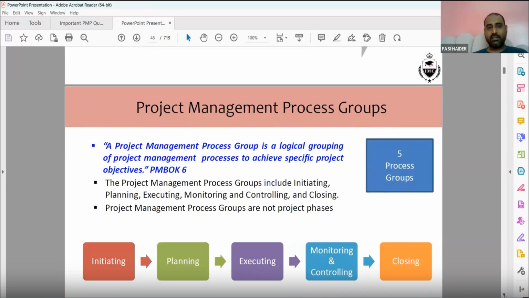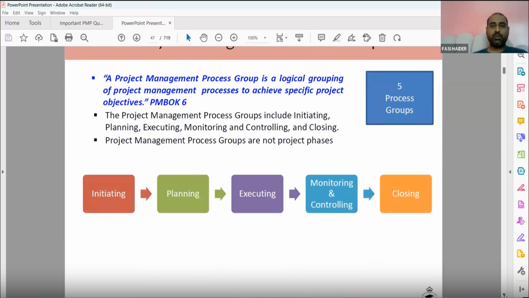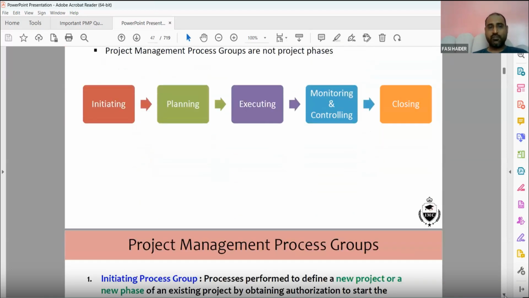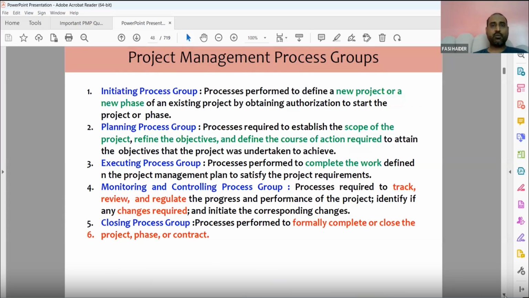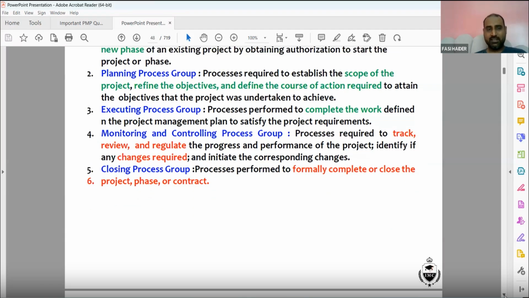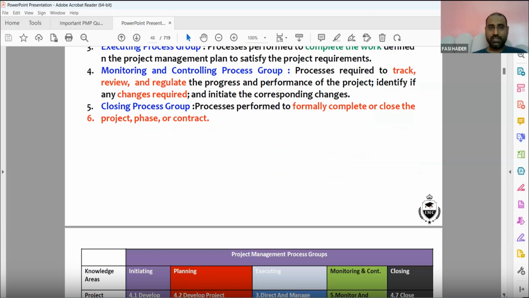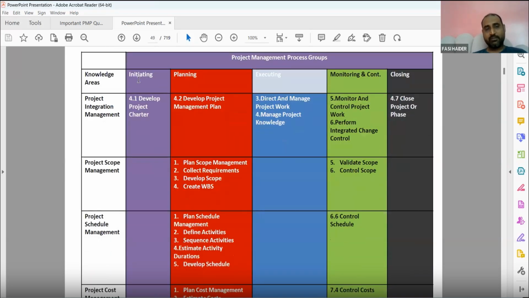Project management process: 49 processes in PMBOK 6. And we were talking about how, if we classify them, there are 5 process groups: initiation, planning, execution, monitoring and control, and closing. So we did what is initiation: processes performed to define a new project or a new phase of an existing project by obtaining authorization to start the project or phase. Planning process group: processes required to establish the scope of the project, and define and execute it. So this particular sheet, I told you that you have to print it and keep this and the next page. Project integration management, develop project charter, execution, and all the things.